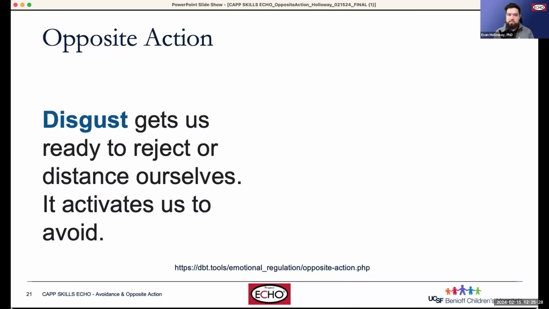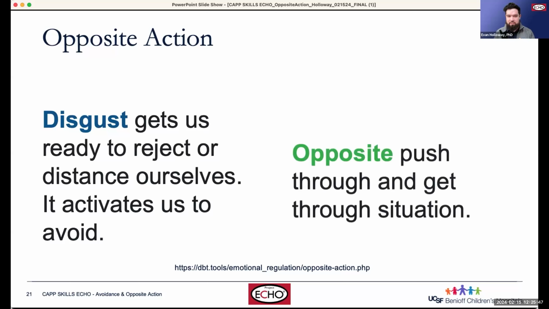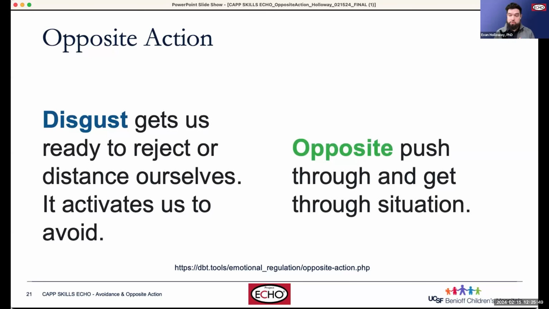Okay. Disgust. Disgust can get us ready to reject or distance ourselves from a certain situation, and it activates us to avoid. Thank you. I love that, Lauren. Fake it till you make it. Go even if you don't feel like it. Absolutely. I think it would work for a lot of these, but I think that was for depression. All right. So the opposite would be to push through and to get through that situation.